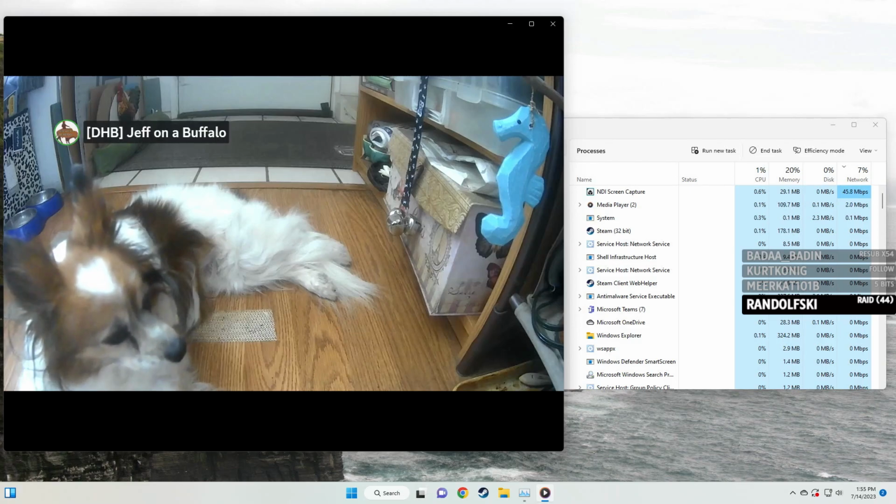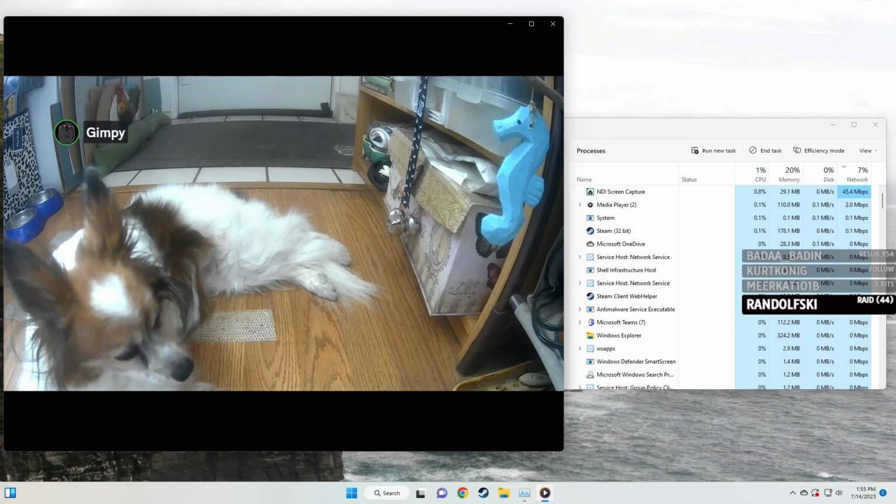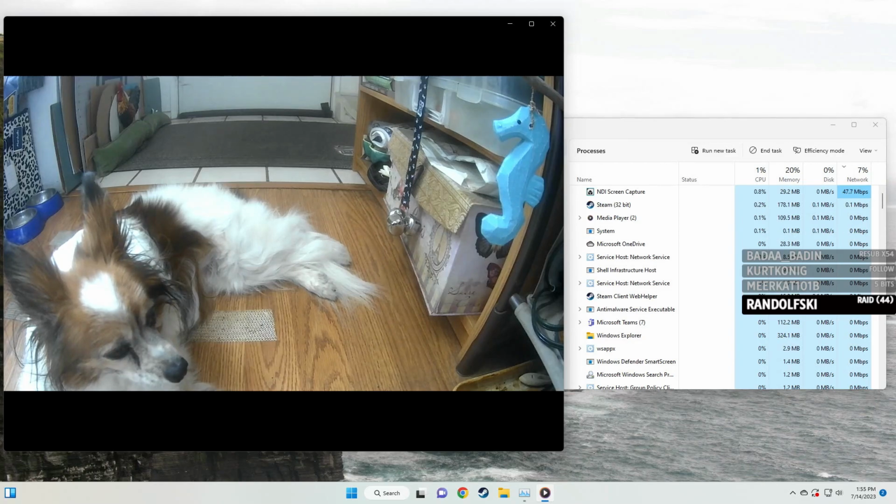So what does it say on the network on each side? We're sitting at 45 megabits per second approximately on the streaming computer, and about 50 or so on the gaming computer. So about where we're supposed to be. It's looking good so far.